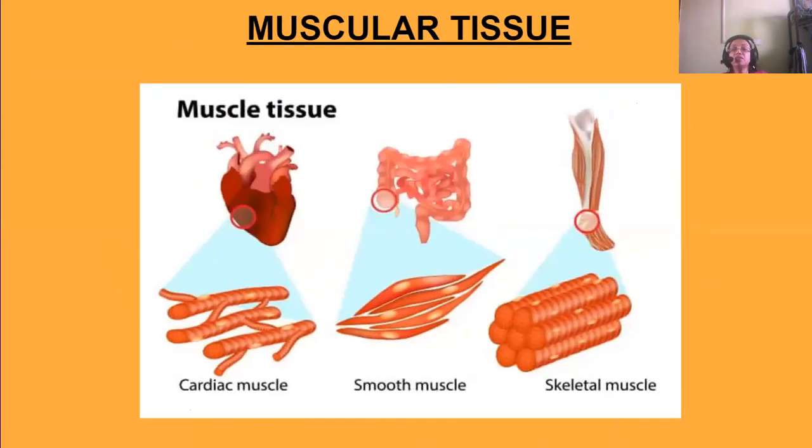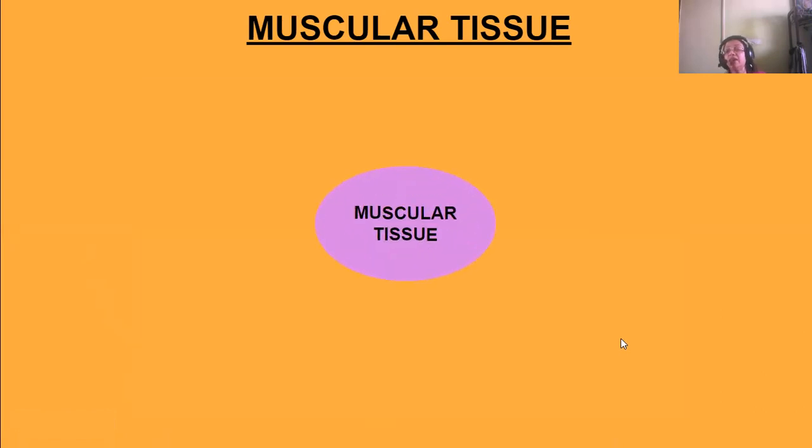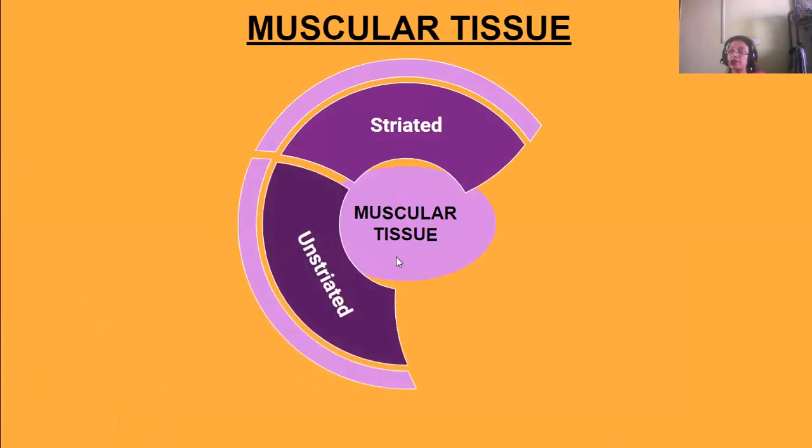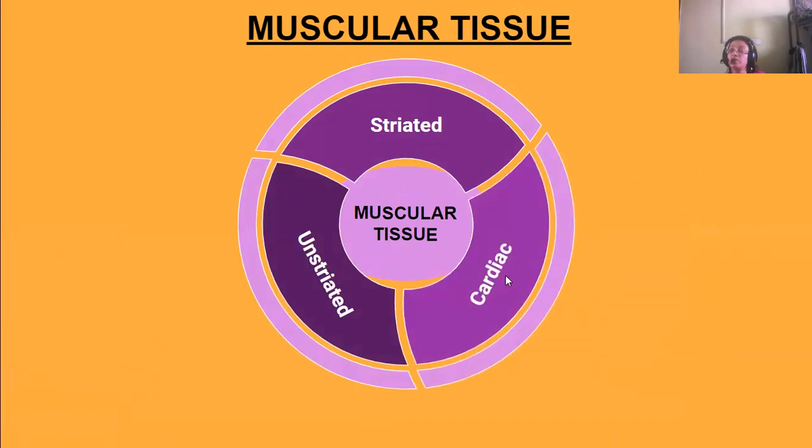Here are the muscular tissues and where they are present. The cardiac muscles, that's the heart. Then the intestine, smooth muscles, then skeletal. These are the bones to which the skeletal muscles are attached. From this picture, we can see there are three types of muscular tissues. First is the striated muscles, then the unstriated muscles, and then the cardiac muscles. So three types of muscles are there: striated, unstriated, and cardiac.